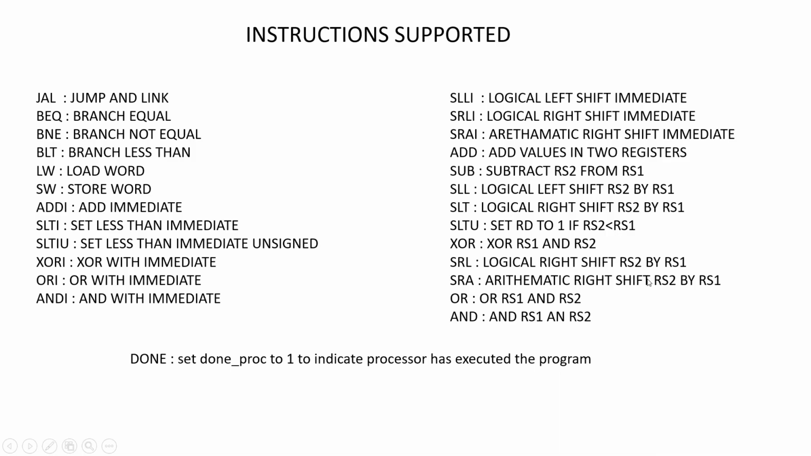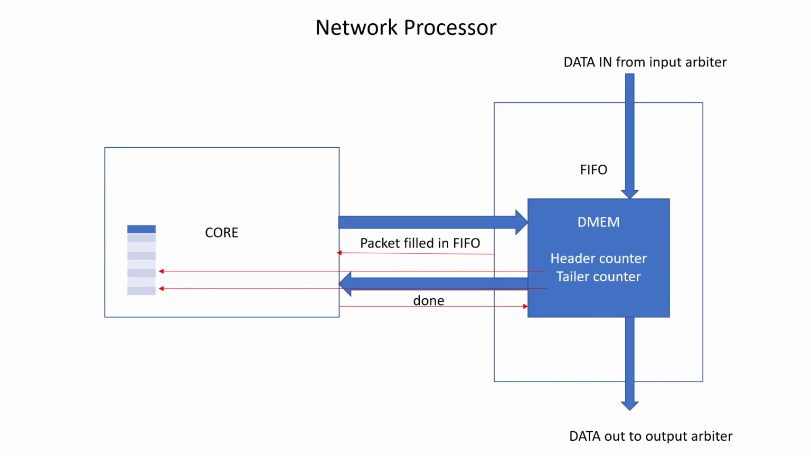The difference between a logical and arithmetic right shift is that the sign bit is conserved in an arithmetic right shift, while it is not conserved in logical shifts. Apart from these instructions, there is a special instruction called the done instruction, which is just a 32-bit 1s, which tells us that the processor is done and generates a done process signal for us to use later.